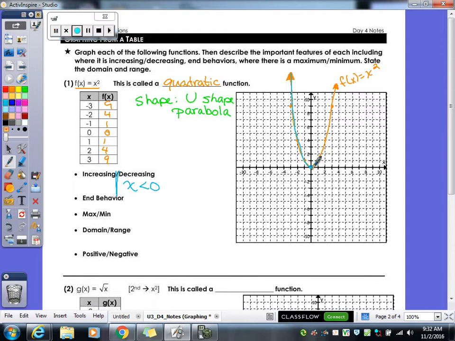So after 0, my graph changes and it starts increasing now. So for what x values is it increasing? The ones that are greater than 0. Our end behaviors, these are the easier ones. Which way is my left side of my graph going, up or down? Up. Left side's up. Right side is also up.